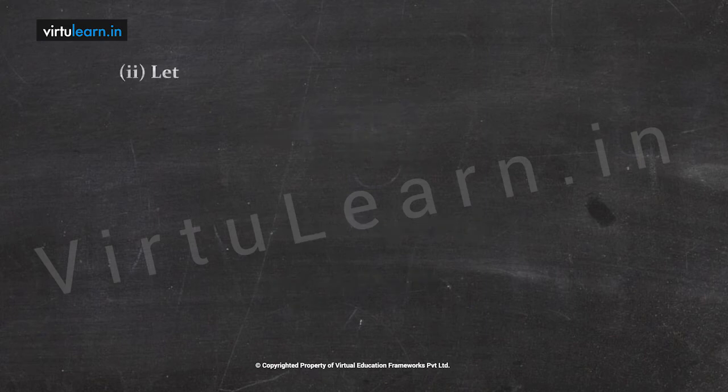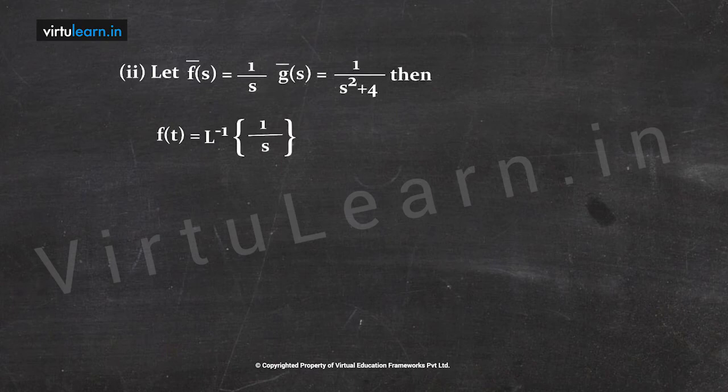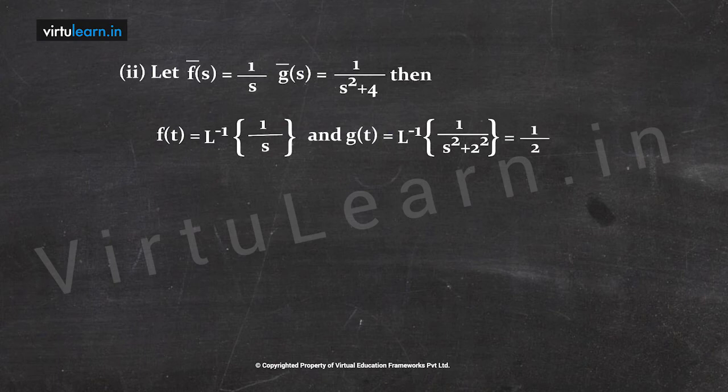Now the second problem: L inverse of 1 by s into s square plus 4. The first function is f bar of s is 1 by s and g bar of s is 1 by s square plus 4. First you calculate f of t and g of t. F of t equals L inverse of 1 by s, which is 1, and g of t equals L inverse of g bar of s, which is 1 by s square plus 2 square. That 4 can be written as 2 square. From the basic definition, g of t is 1 by 2 into sine 2t.